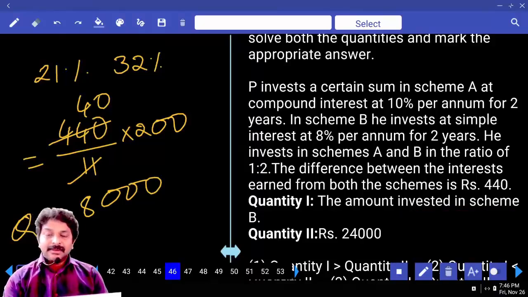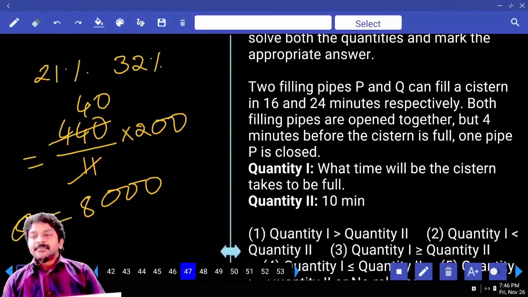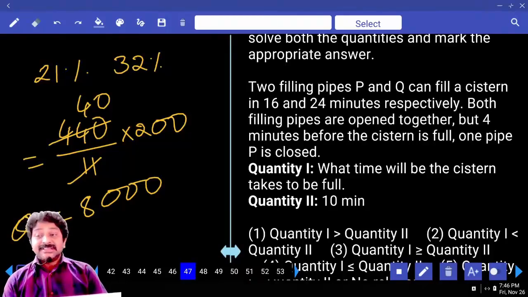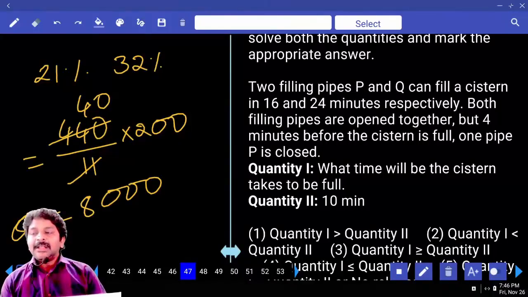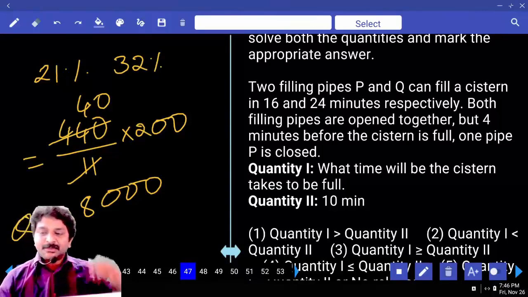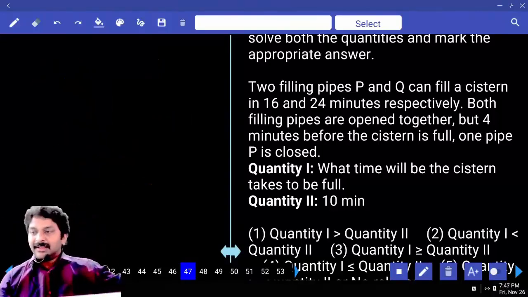Clear? Come on, next. Two filling pipes P and Q can fill a cistern in 16 and 24 minutes respectively. Both the filling pipes are open together, but 4 minutes before the cistern is full, one pipe P is closed. What time will the cistern take to be full? Okay, that is Q1. Right, interesting one.